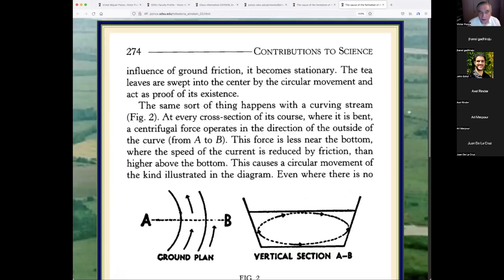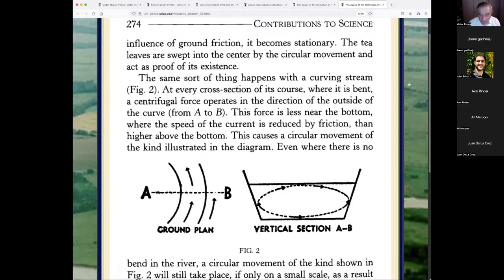Influence of friction. The same sort of thing happens with a curving stream, figure two. There it is, the curving stream. This is the meandering stream. At every cross section there, where it is bent, centrifugal force operates in the direction of the outside of the curve. This force is less near the bottom, where the speed of the current is reduced by friction, than higher above the bottom. And this causes a circular movement of the kind illustrated in the diagram.